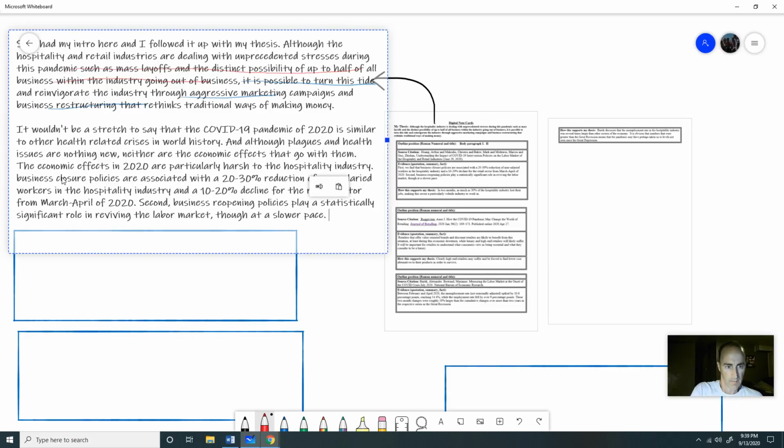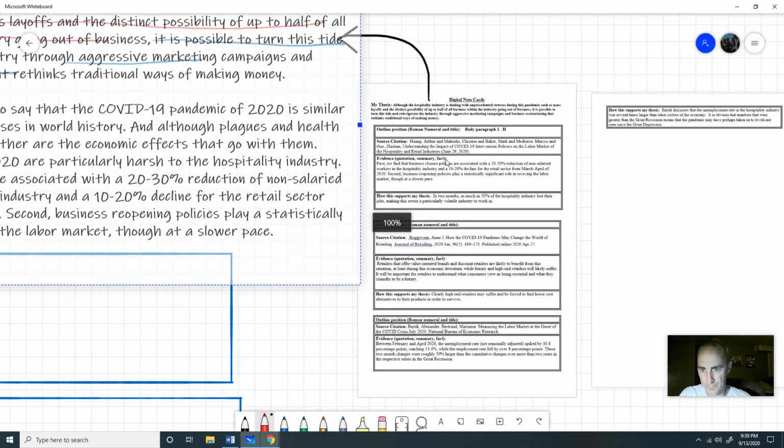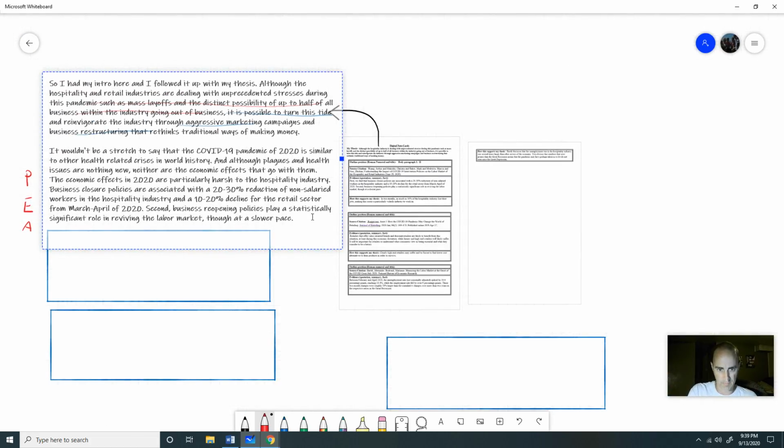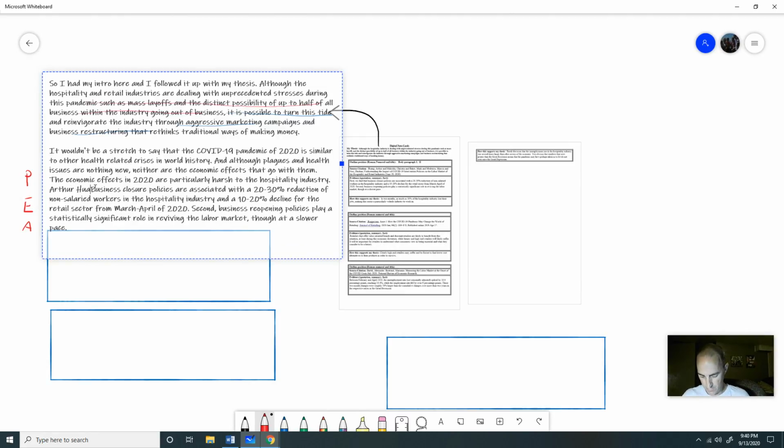But I can't just lead right into that with just the business closure policies, blah blah blah. I have to say who's going to say that. So as you lead into this text, I want to say Arthur Huang from the journal. I would have to find that source, but what I would say before that is Arthur Huang from the, I'm just going to make something up for a second.